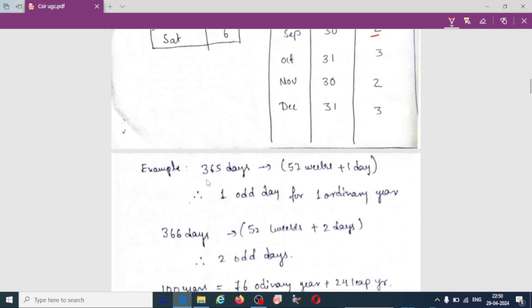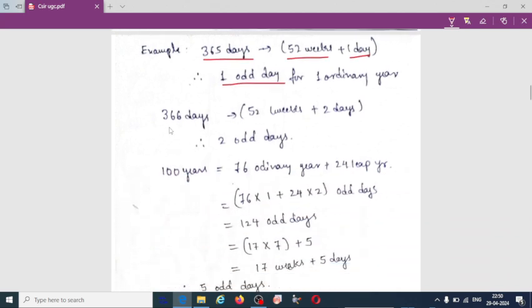So next, let us take the example of 365 days. How many odd days will we come across? 52 complete weeks, and 1 day is going to be extra, so that is what we call an odd day. If we take 366 days, a leap year, 52 complete weeks plus 2 days extra, so 2 odd days.